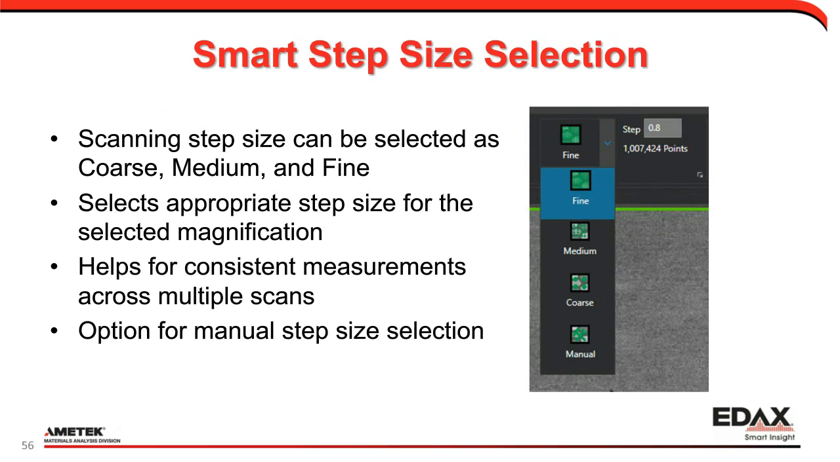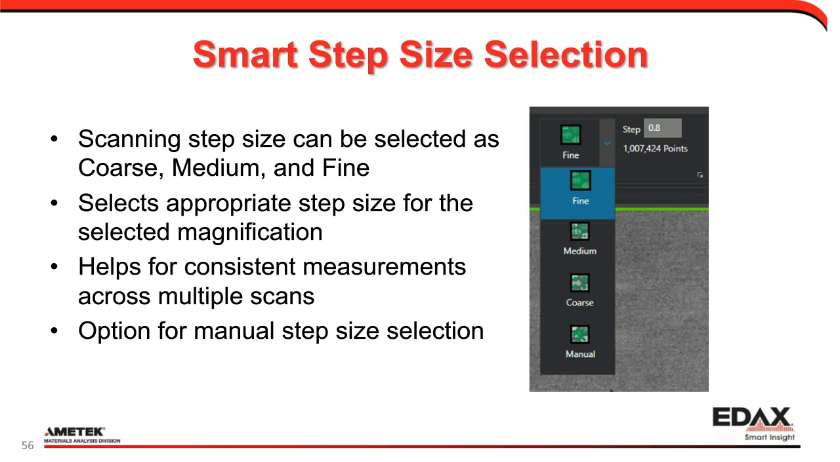A similar smart function is being able to select the step size. So for any given magnification, you can select a coarse, medium, or fine resolution. Based on the area you're looking at and that magnification, it will then select a step size rounded to a value to give you an approximate number of points. This helps for consistency. So if I look at 5 samples at 500x and always select the medium step size, that will be consistent for all 5 scans.